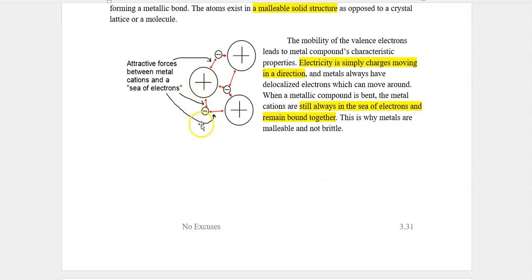And in this diagram, we have the electrons, the sea of electrons. Remember, these electrons are always moving around, but there are always attractive forces between the cations and the sea of electrons, so it keeps the cations from leaving the metal.